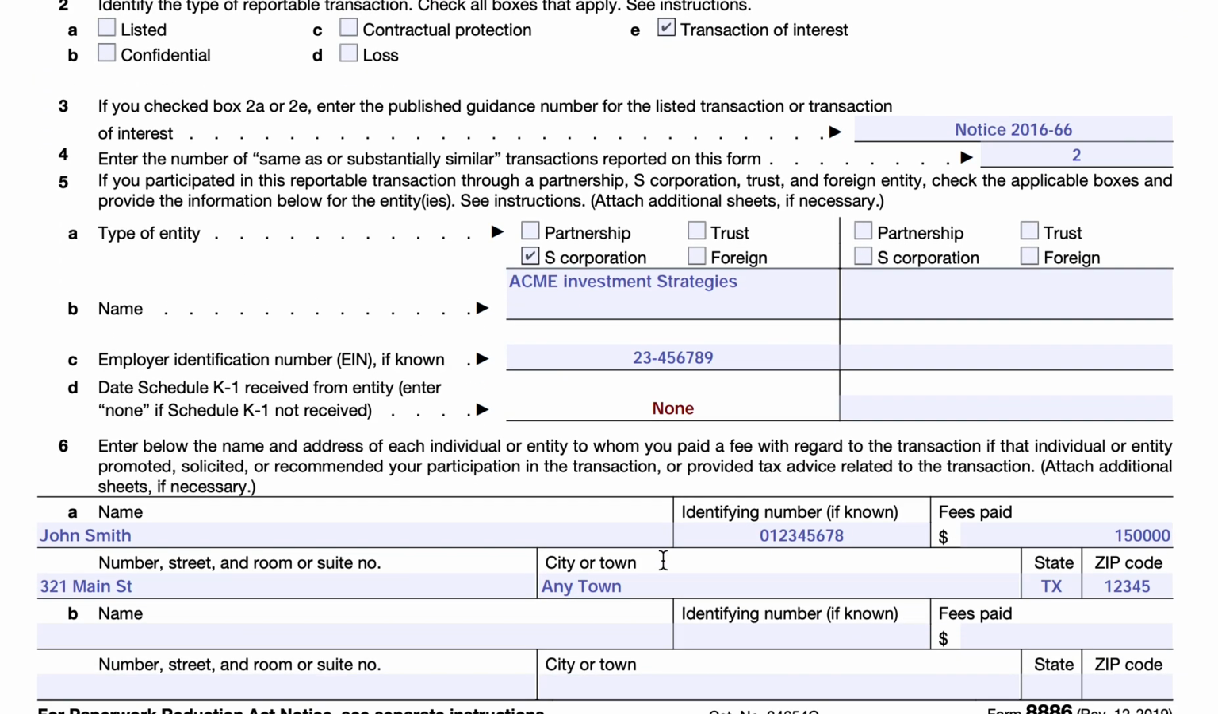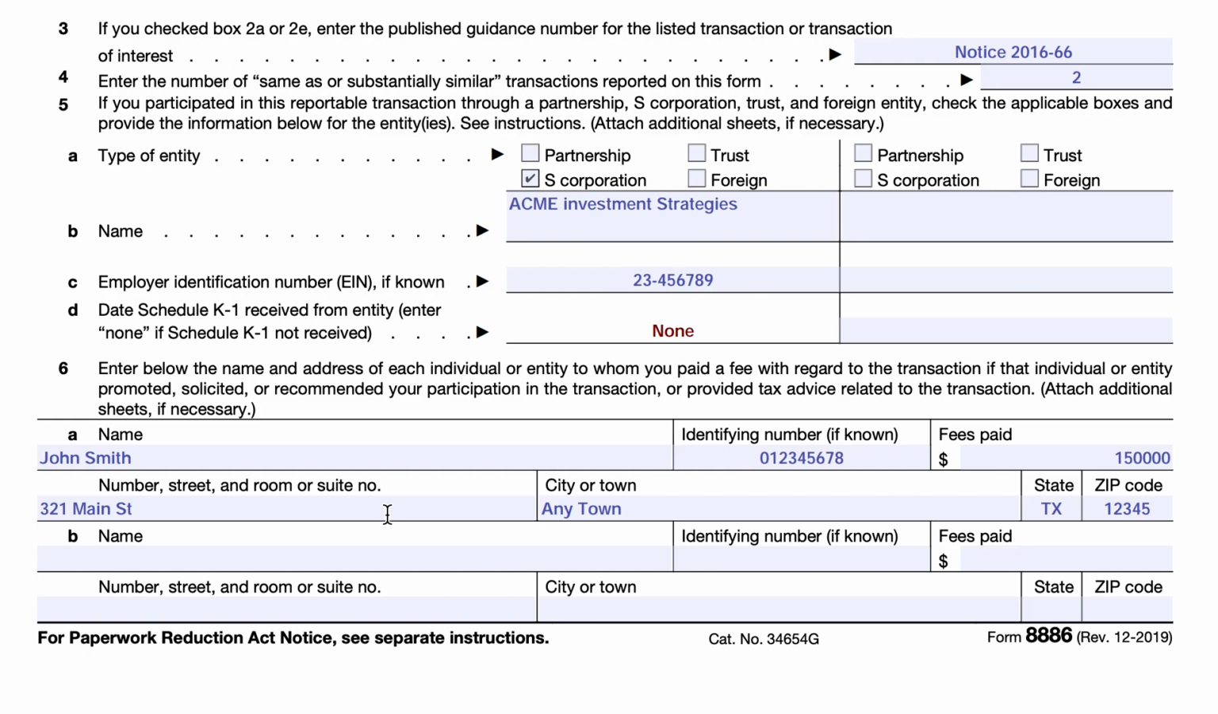And then below that, in line 6, you're going to enter the name and address of every individual or entity to whom you paid a fee regarding that transaction. So in this case, John Doe paid $150,000 to John Smith. Here is his identifying number and name, address, city, state, zip code.